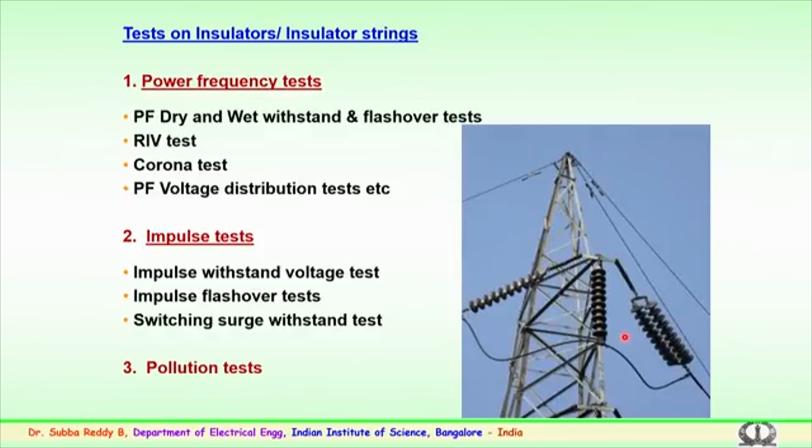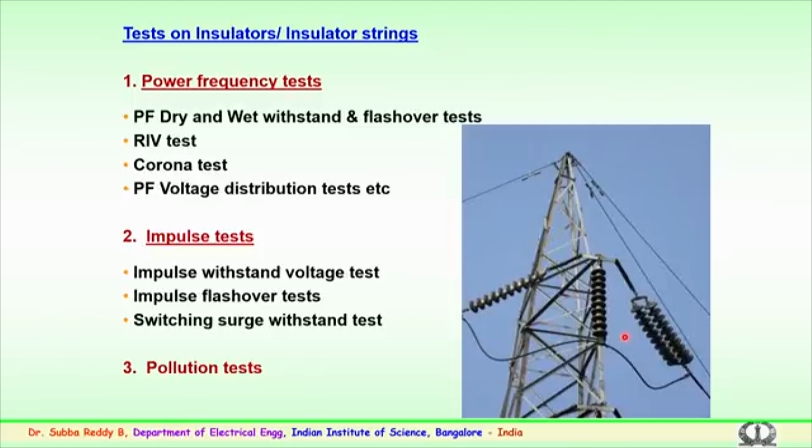So, this is both for switching and lightning purposes. Switching is 250 by 2500 microseconds, the typical front and tail times. These waveforms are impinged on the insulator string or a single insulator disc, and the performance for withstand and flashover is evaluated, so that once evaluated, it is understood that it will be able to perform in service.